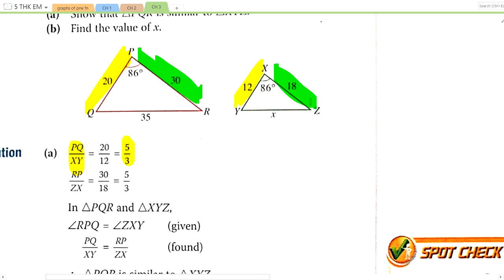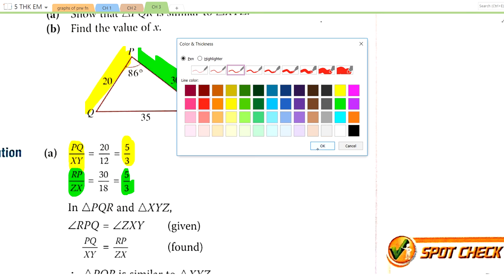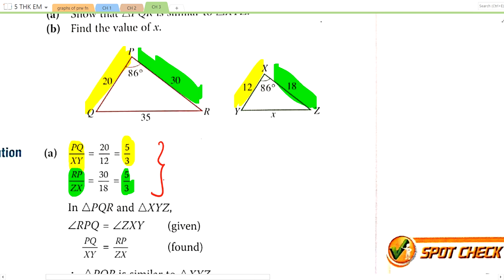In this case, there's only one other pair that's given to us, 30 and 18. So RP over ZX, again we have 5 over 3. With these two, we see that they are the same. Since these two are the same, can I conclude that the triangles are similar already? No, there is one last condition to meet.